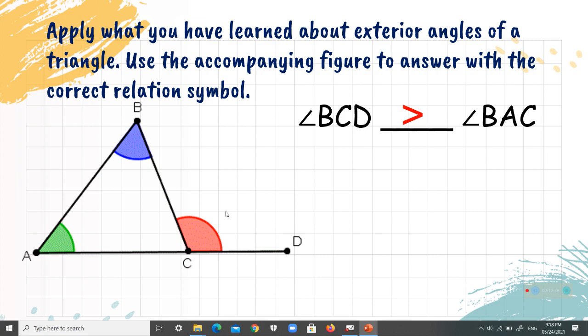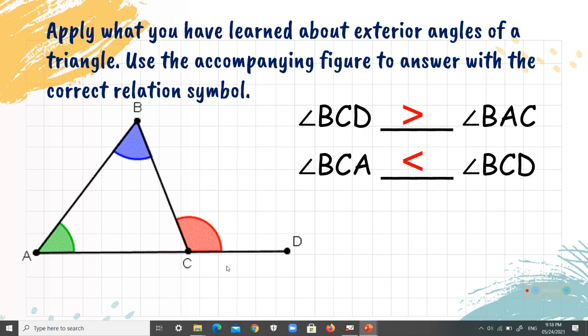Okay, that's correct. We have greater than. Okay, how about the next one? Angle BCA is blank to angle BCD. How are you going to compare these two angles? That's correct. It is less than.